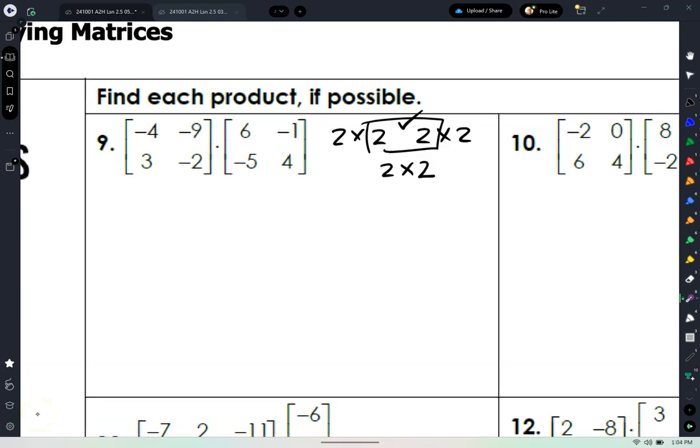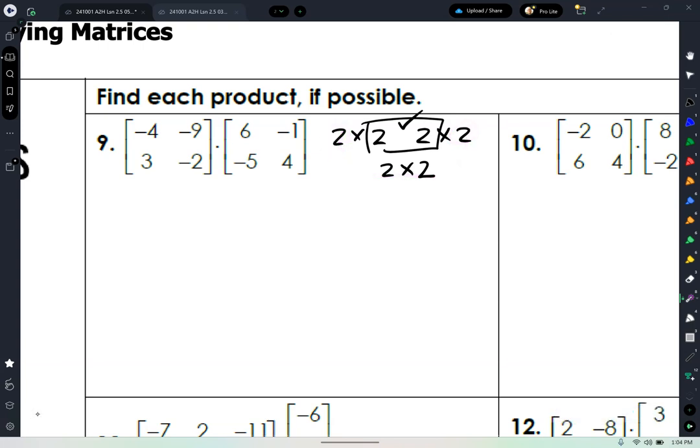Okay, so we're going to have a yes on the multiplication because our columns from the first one match our rows from the second one. And then our product dimensions are going to be what's left over.